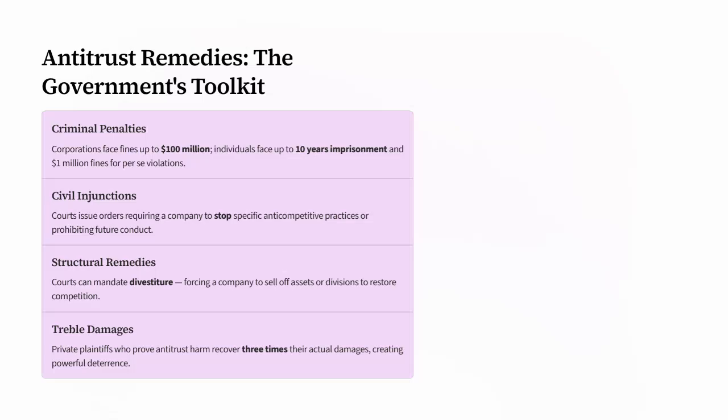This slide outlines the government's main antitrust remedies, ranging from punishment to structural change. Criminal penalties can be severe. Corporations may face fines up to $100 million, while individuals can face up to 10 years in prison and $1 million fines for per se violations. Civil injunctions require companies to stop specific anti-competitive practices. Structural remedies go further, potentially requiring divestiture of assets or divisions to restore competition. Finally, treble damages allow private plaintiffs who prove harm to recover 3 times their actual losses, creating a strong deterrent.